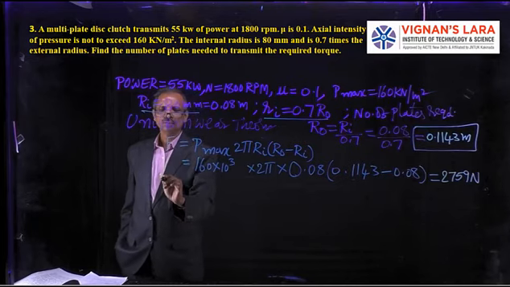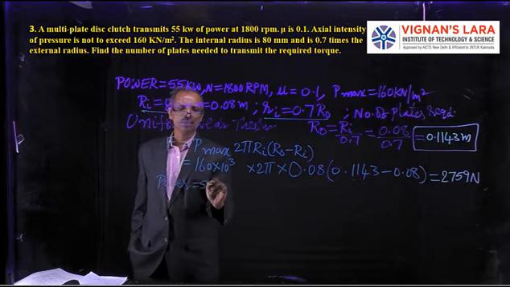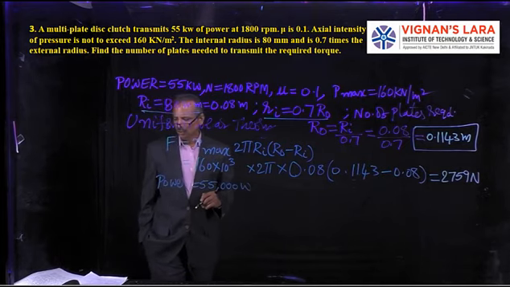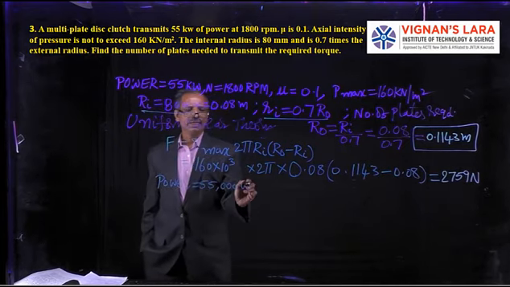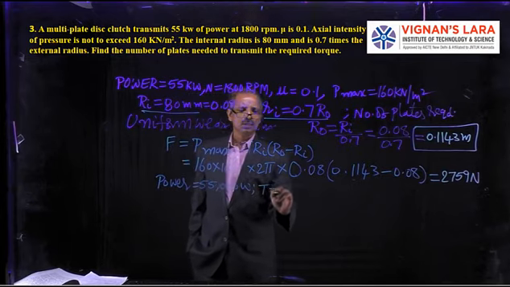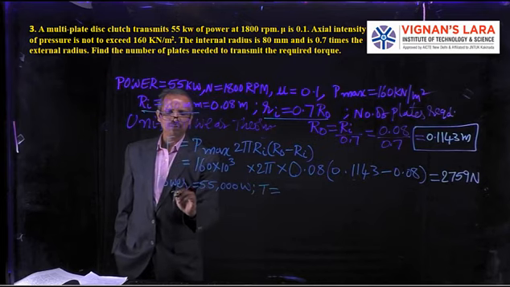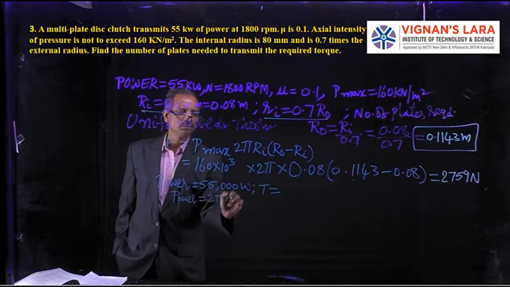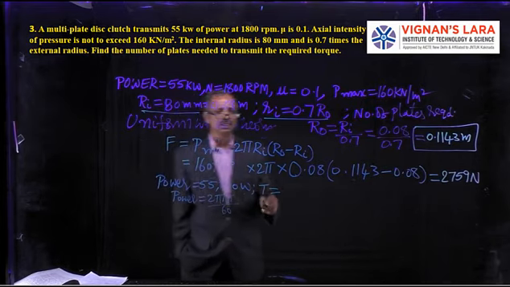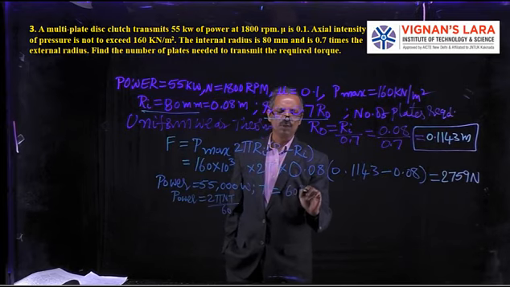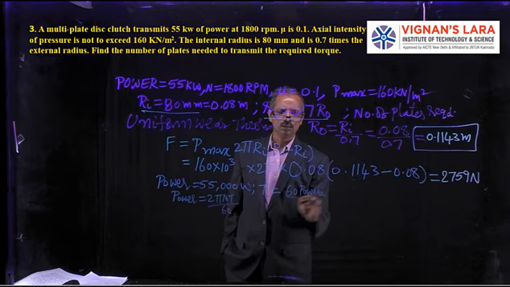Then what is torque? Power is known, 55,000 watts. So from the power we can get the torque. You know the basic equation, power is equal to 2 pi nT by 60. Then torque T is equal to 60 power by 2 pi n.